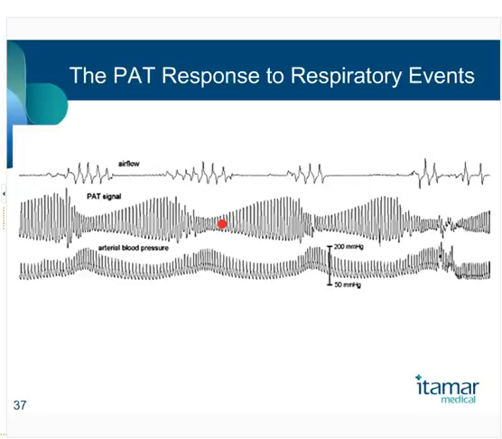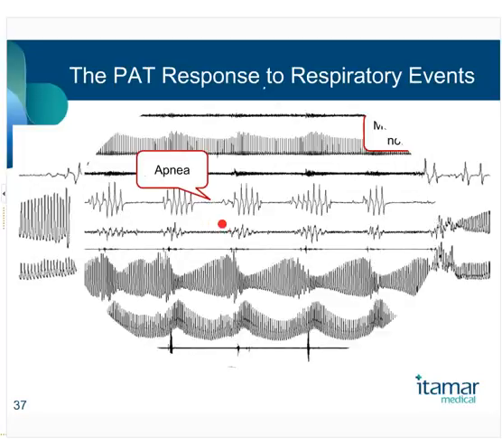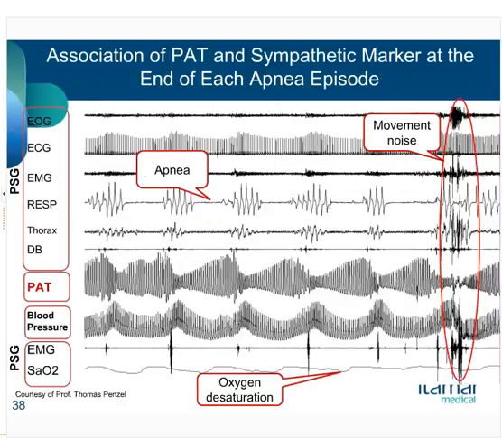And this is a little bit of a deeper dive looking at the association between the PAT signal and the sympathetic marker at the end of each apnea episode. So here you have an apnea, hyperpneic breaths, apnea, hyperpneic breaths. You can see the PAT signal here, how at the end of the apnea preceding the hyperpnea here, you get this attenuation, but then you get vasodilatation, vasoconstriction, vasodilatation, vasoconstriction. These are pretty clear-cut signals, and this is what the PAT signal actually looks like when you see it on such a patient. It's pretty dramatic.